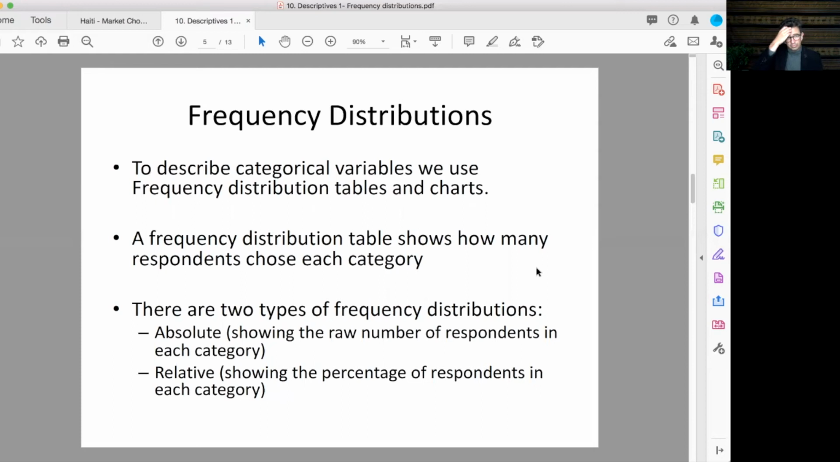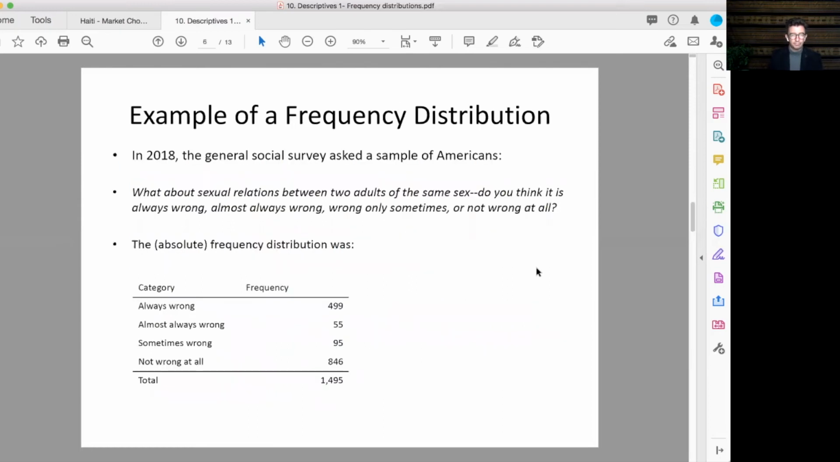There are two types of frequency distributions. One is the absolute frequency distribution, and that's the one that shows you the raw number of respondents in each category. And the other one is the relative frequency distribution that shows you the percentage of respondents in each category.